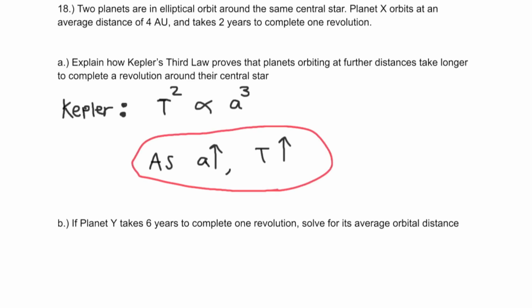Because they're proportional. So increasing one increases the other. It doesn't matter that one's squared and one's cubed. Increasing one is still going to increase the other.